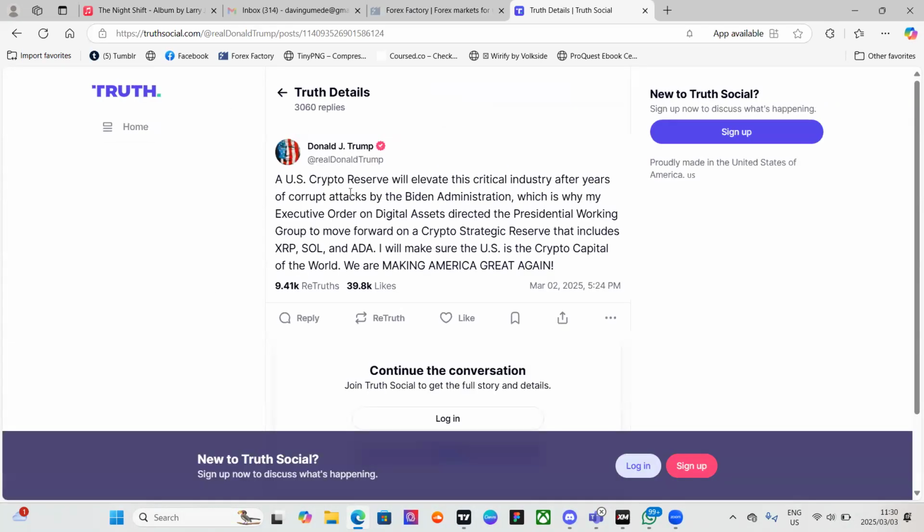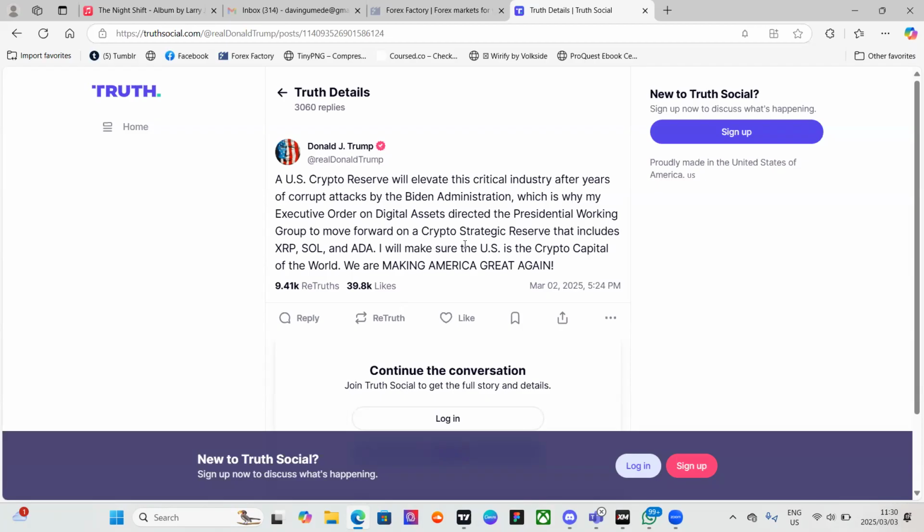So yesterday, Trump announced that the U.S. crypto reserve will elevate this critical industry after years of corrupt attacks by the Biden administration, which is why my executive orders on digital assets directed the presidential working group to move forward on a crypto strategic reserve that includes XRP, Solana, and Cardano. I'll make sure the US is the crypto capital of the world, and we are making America great again.